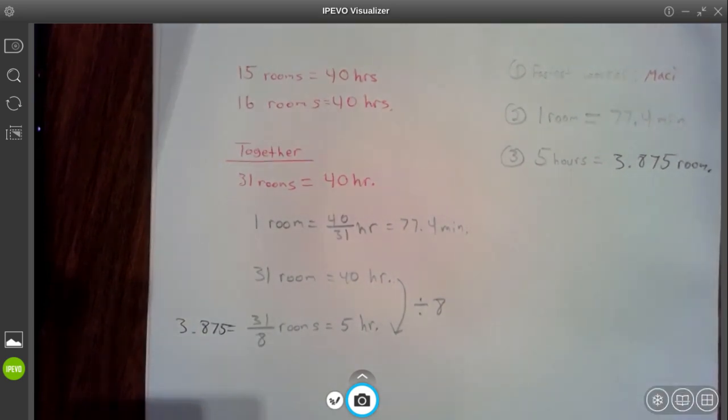Yeah, that will work. It's about 4 rooms in 5 hours. It's not bad. All right, that's good.